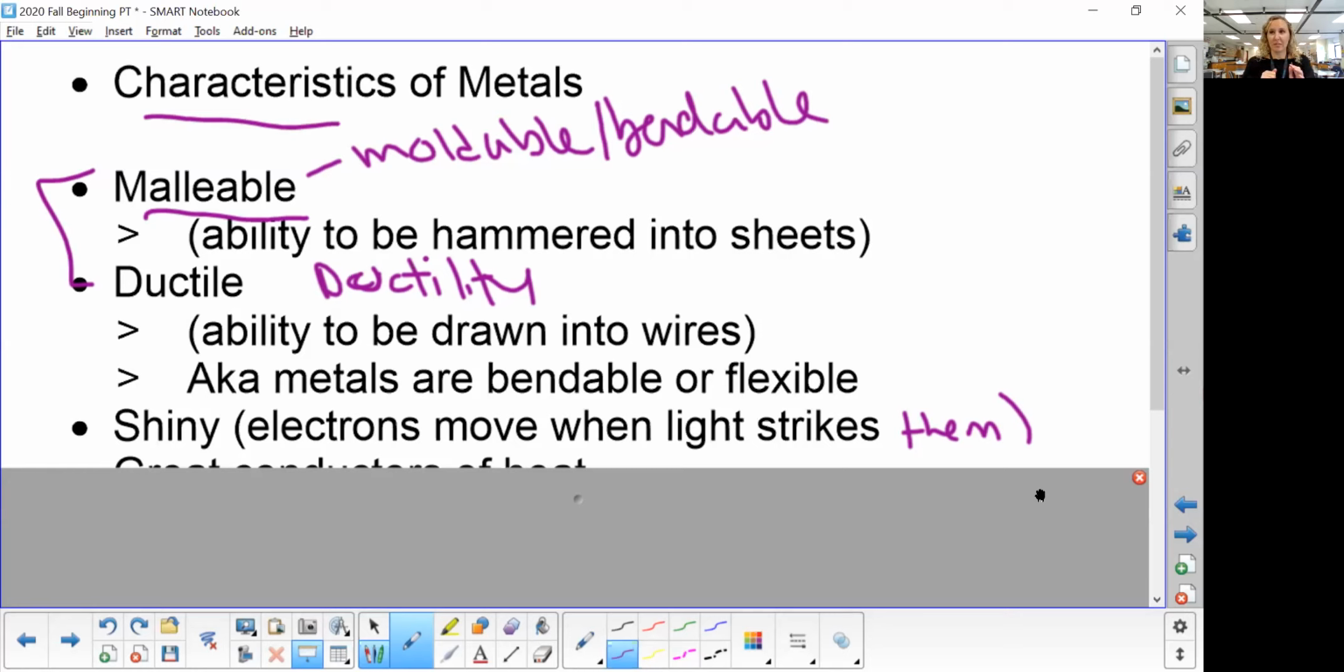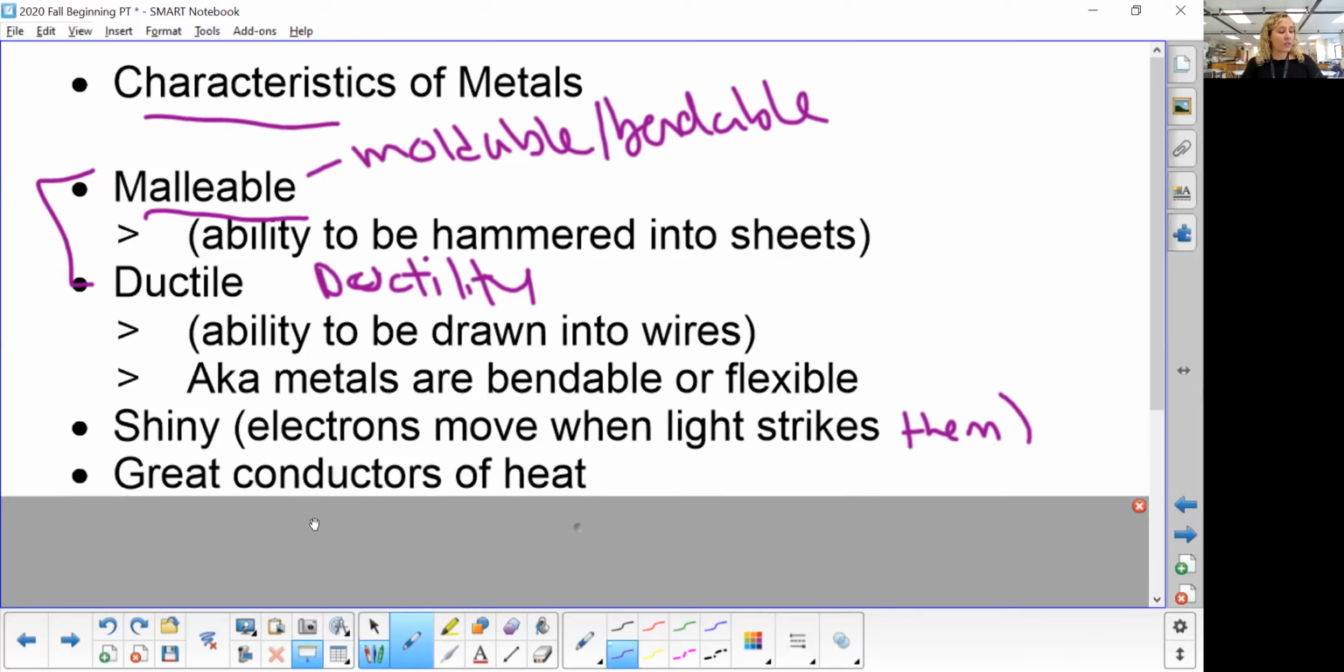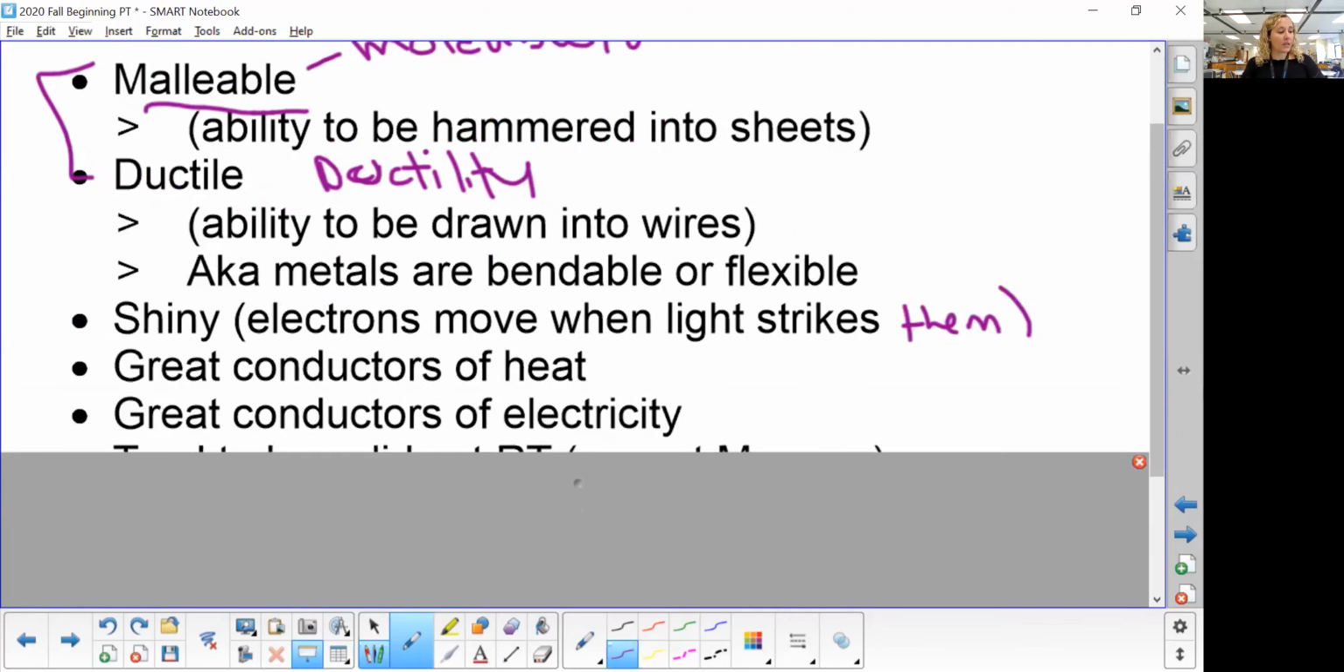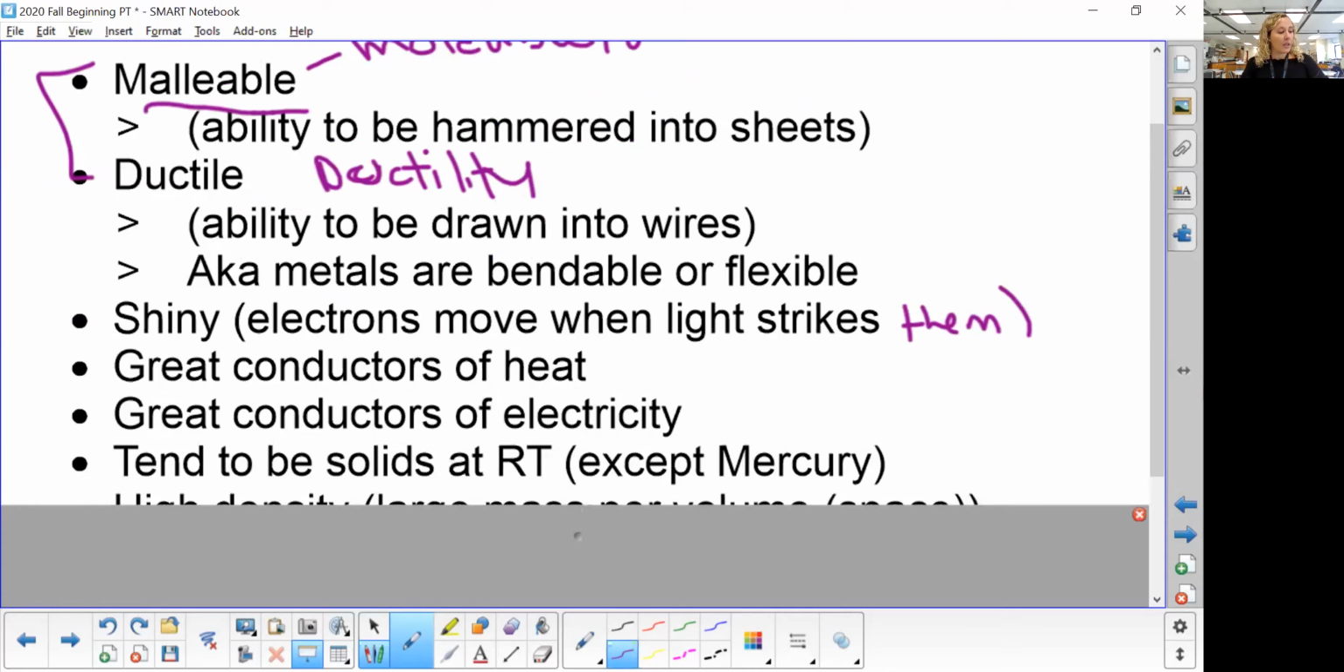That's what I want you to think of, okay? And that's a property of metals, that they're shiny because the electrons move when the light strikes them. Lots of students wrote down great conductors of heat and electricity. And they're all solids at room temperature except mercury.